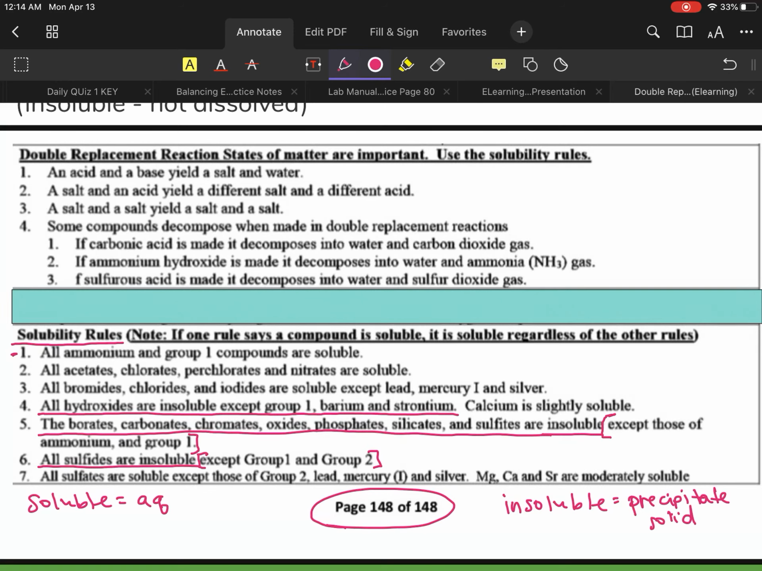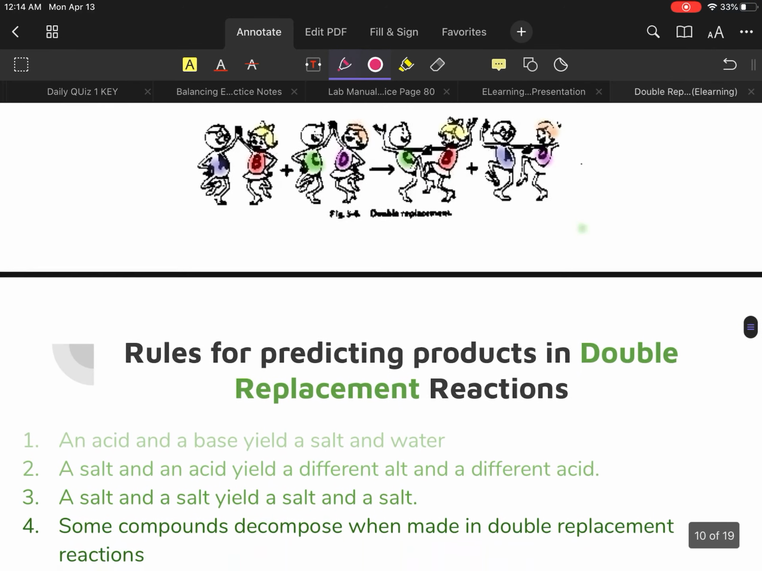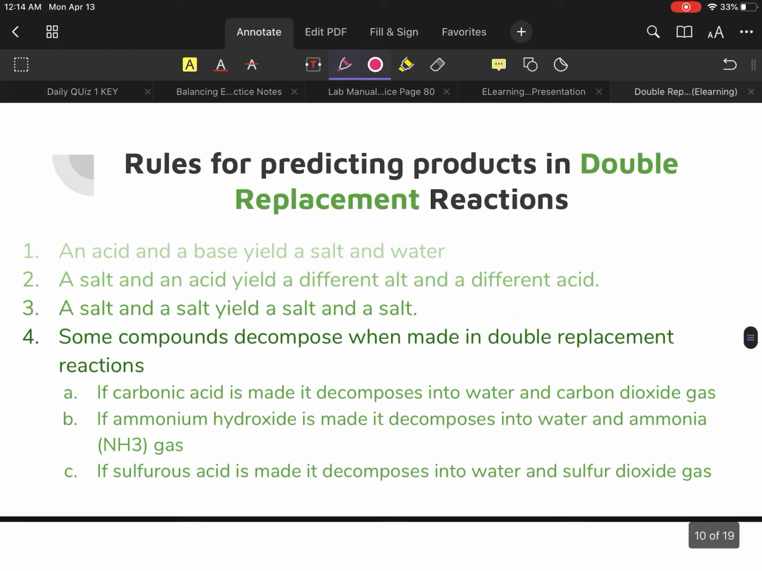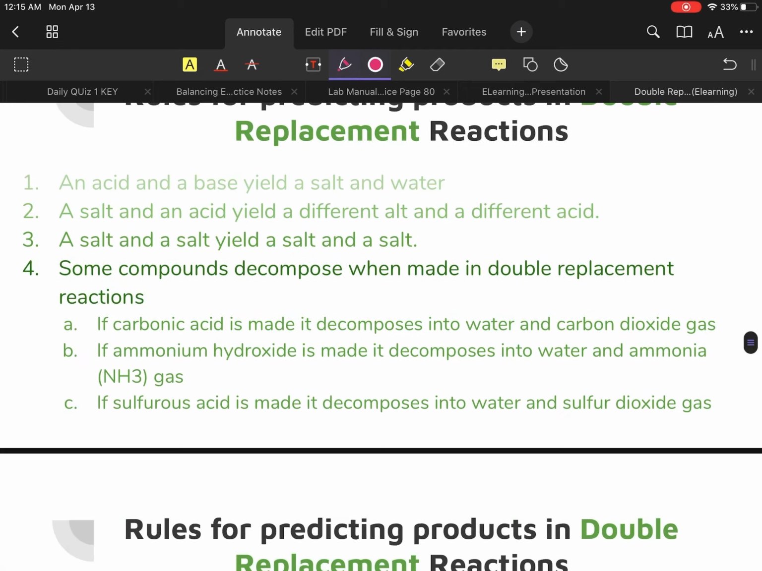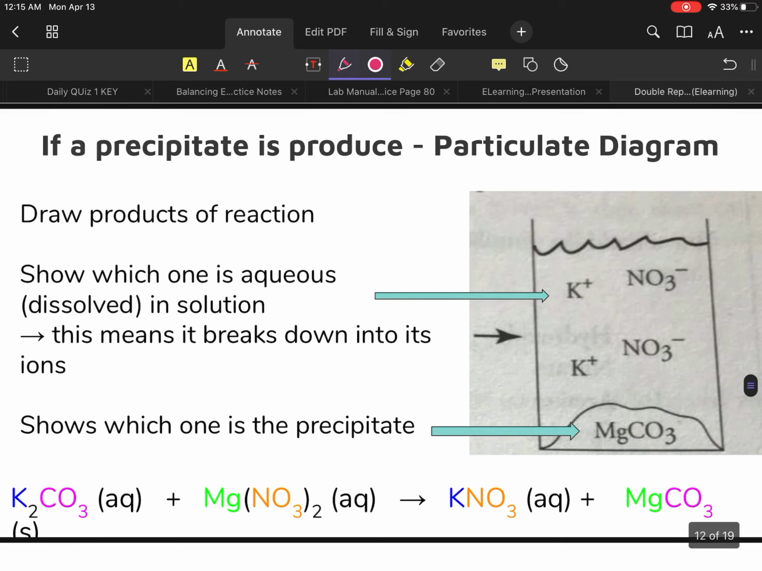I'll show you what I mean as we go through, but you will need to use these rules as we talk about it. And then these are just, again, the same rules. They're in the slides if you need to look at those, but they're the same thing that's on your reference sheet. And same thing, our solubility rules. We know that if it's soluble, we're going to use aqueous. If it's insoluble, we're going to use our S symbol for solid. Those are really the only two that we'll use for double replacement reactions.